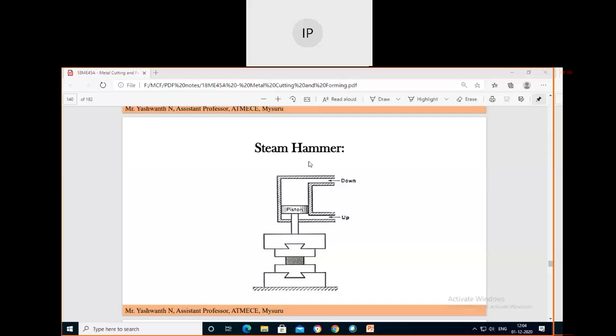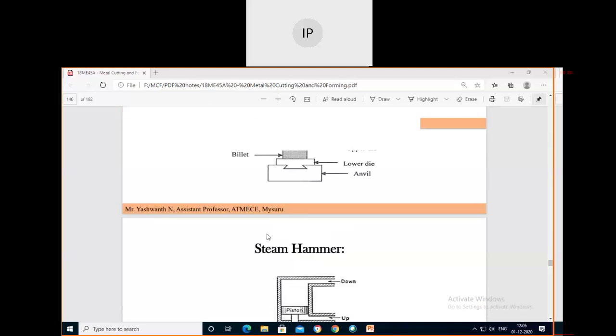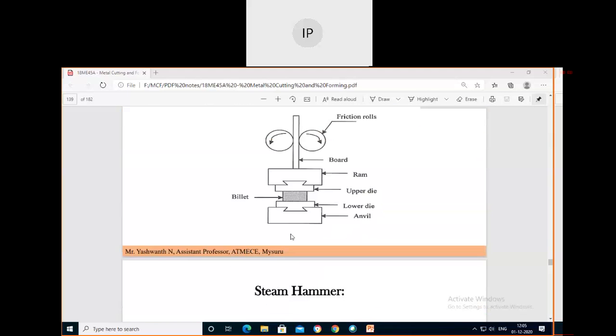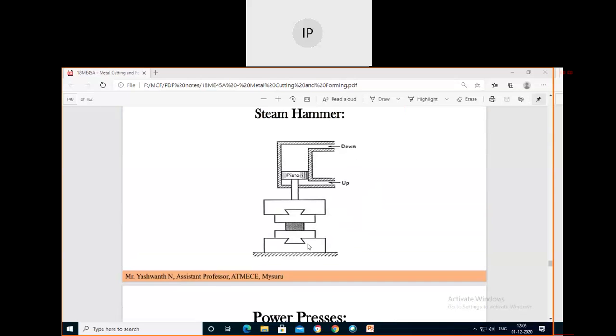The steam hammer, in its simplest form, consists of a cylinder with two ports and a reciprocating piston connected to the long piston rod, ram and anvil. The upper die is attached to the ram, while the lower die is attached to the anvil. Same as in the board drop hammer, the bottom die is stationary here. It will contain the lower die. Above that we have the workpiece.